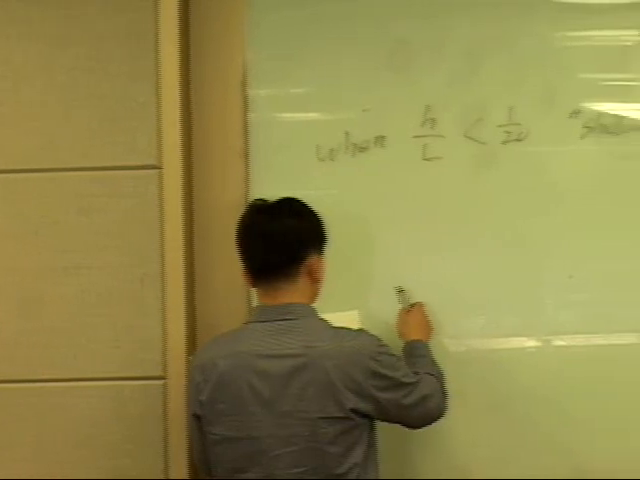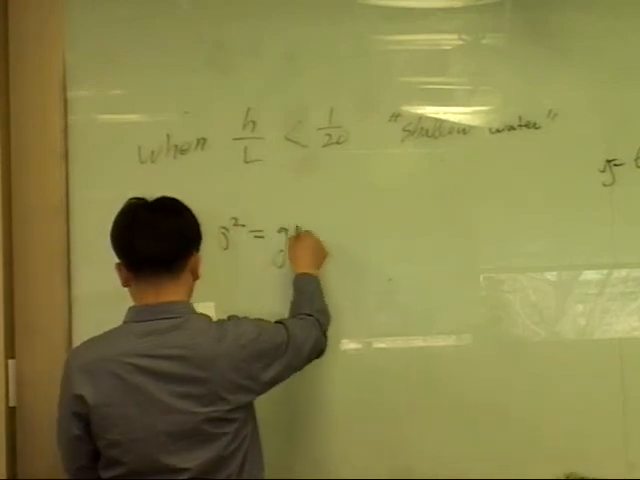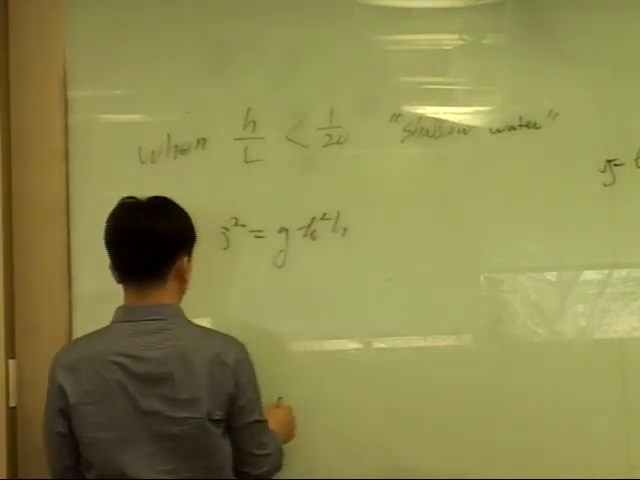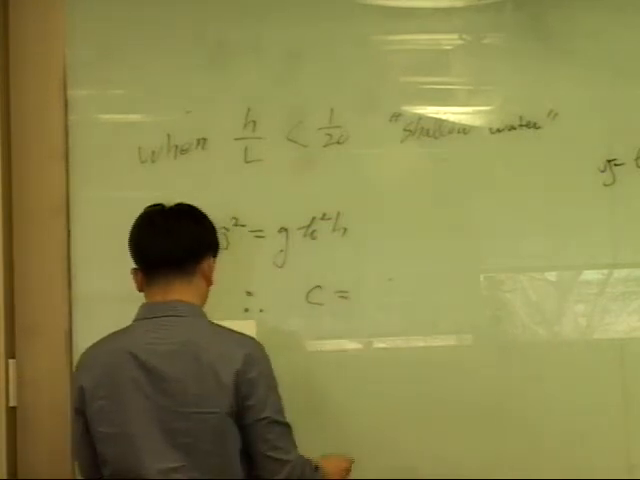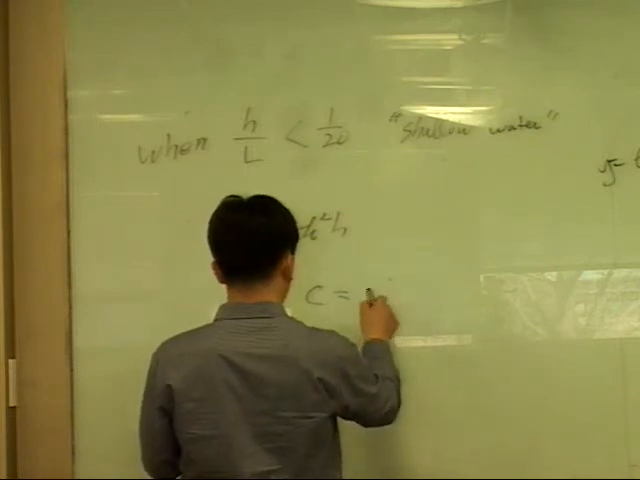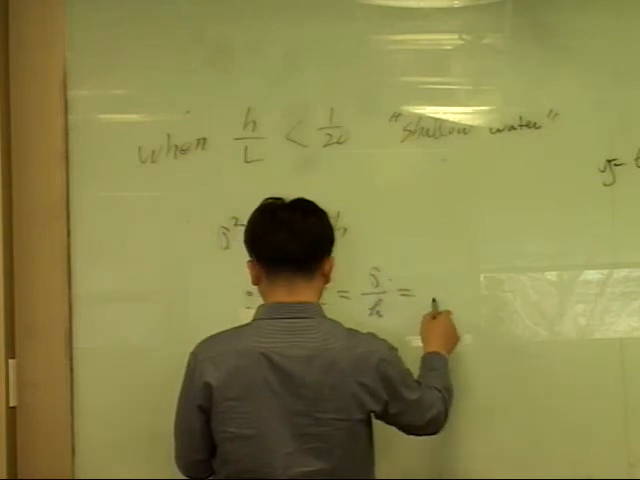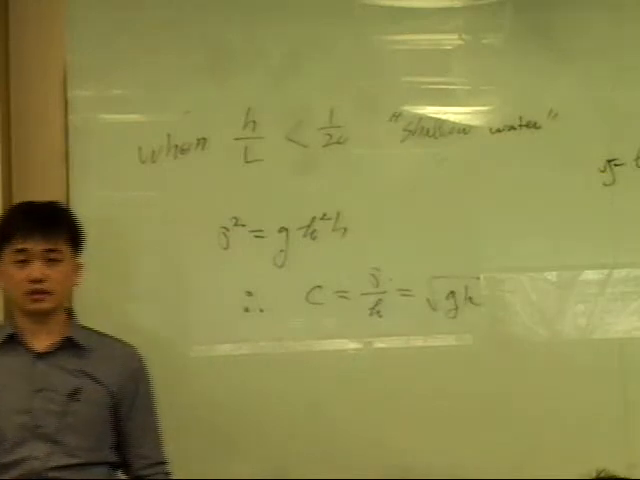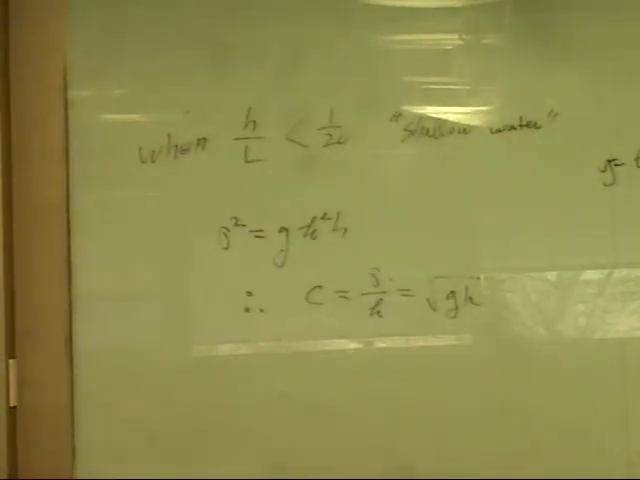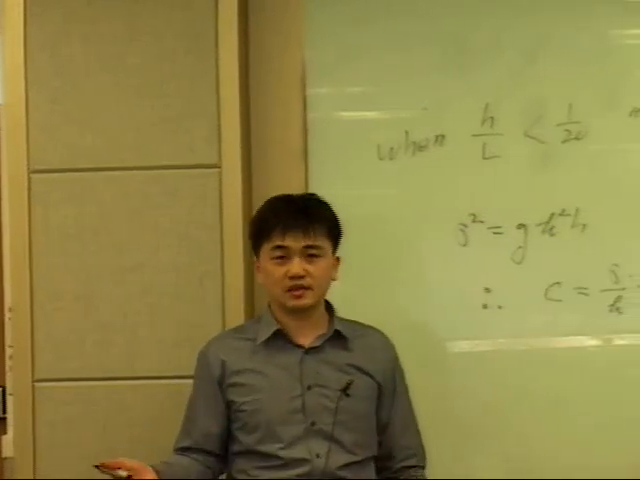So this is shallow water. In the shallow water case, we can use this relationship. Then sigma square is g k square h. And C, which is sigma over k, will be root gh. Okay? So in the shallow water case, the wave speed is only a function of water depth.